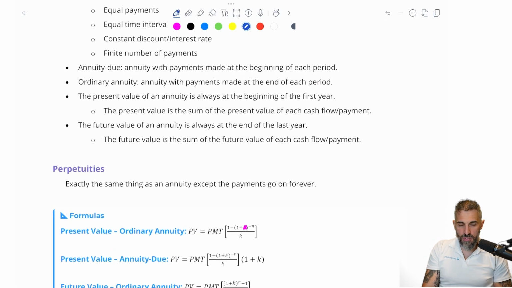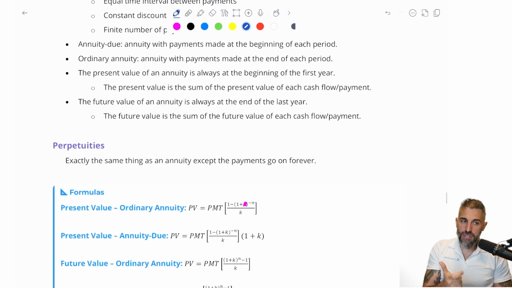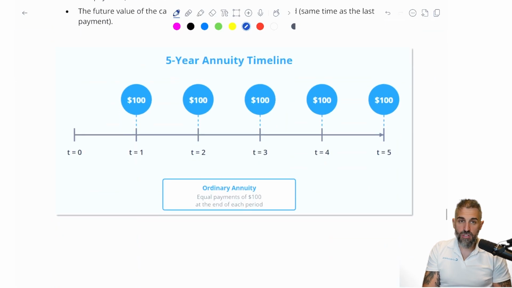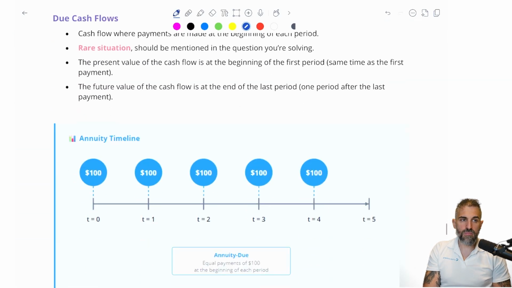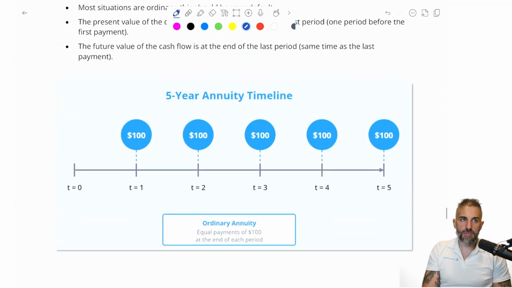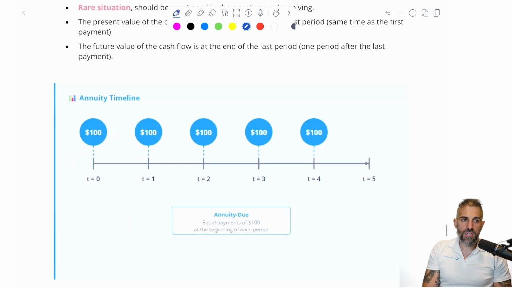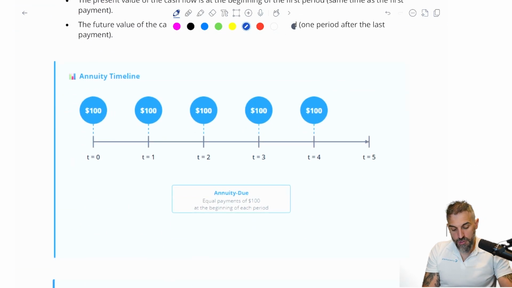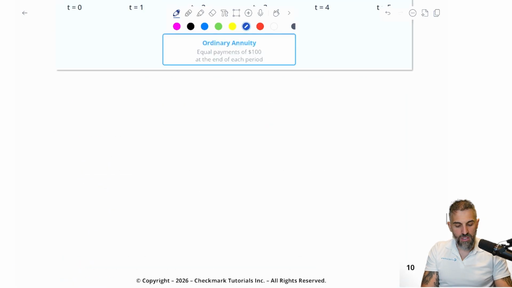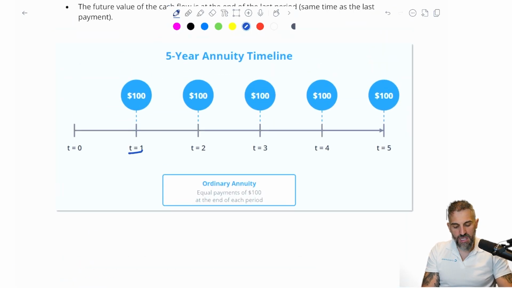Within annuities and perpetuities, the other thing that matters, guys, is the timing of the payment. What do I mean? Let's compare this image to this one. What do you notice? In this one, the first payment is at time 0. In this one, the first payment is at time 1.